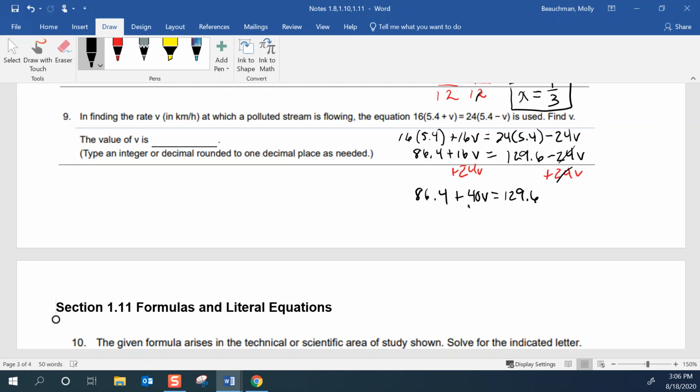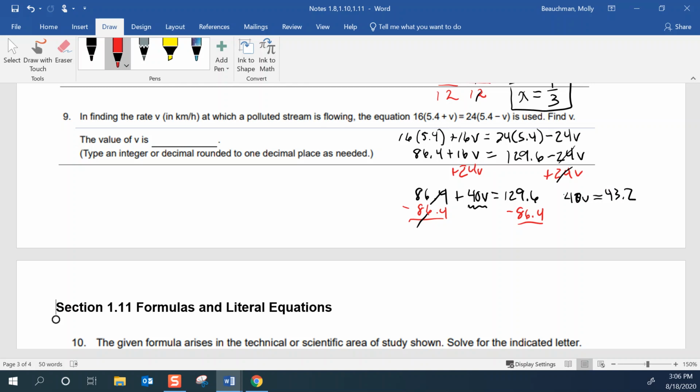So we've got our v on one side, our expression. Next step, we want to get our values, 86.4, on the other side by subtracting. These cancel. We end up with, and put it over here, 40v is equal to, oops, that looks like 46. Calculator again. 43.2.